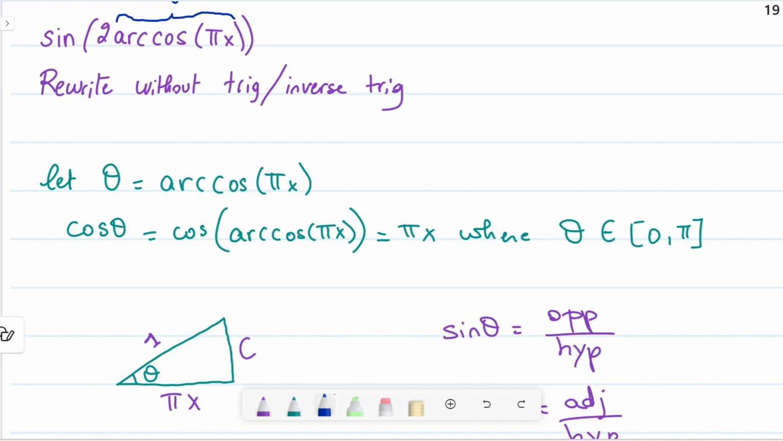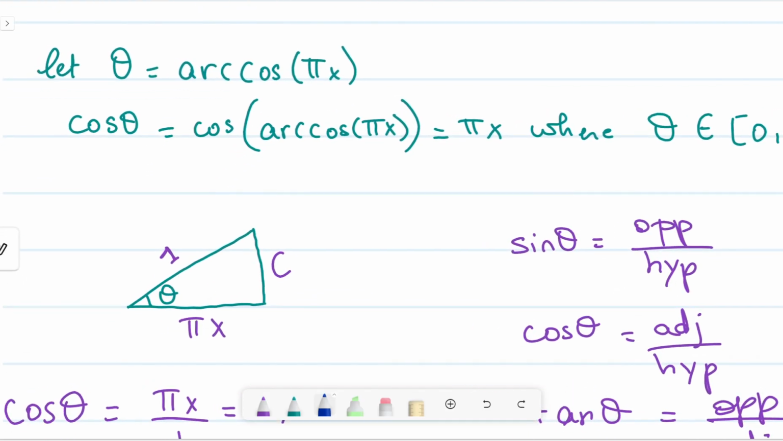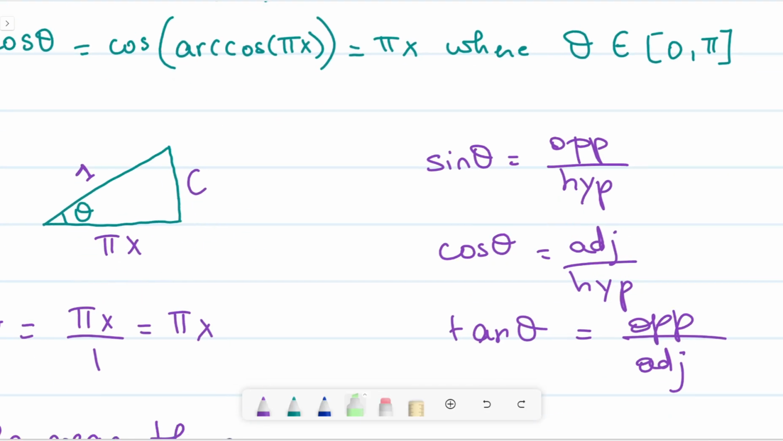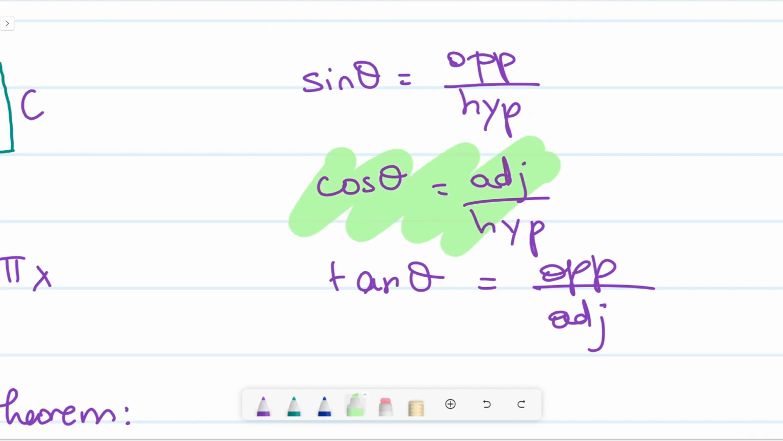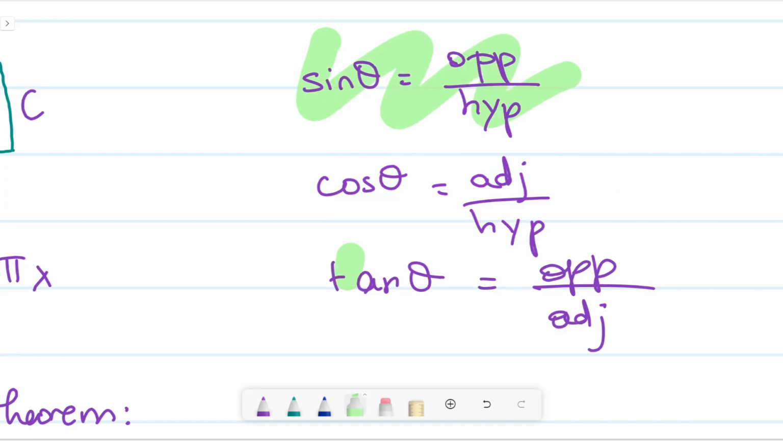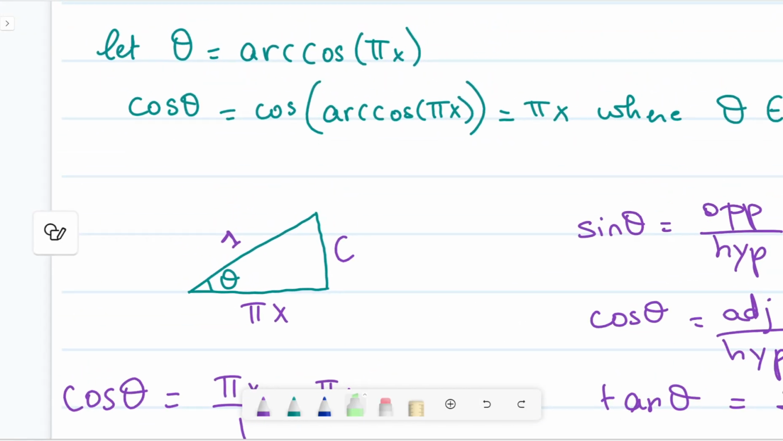And now what do we do with this information? We know that cosine theta equals pi x. What do we do with this? Let's draw a triangle. We will draw a triangle where this angle right here is theta. And let's remember something we just talked about before. Cosine theta is equal to the adjacent side divided by the hypotenuse. Of course, you should also know what sine theta and tangent theta are in case you get asked about them in a question. But for our sake in this question, we only need that cosine theta is equal to adjacent over hypotenuse.